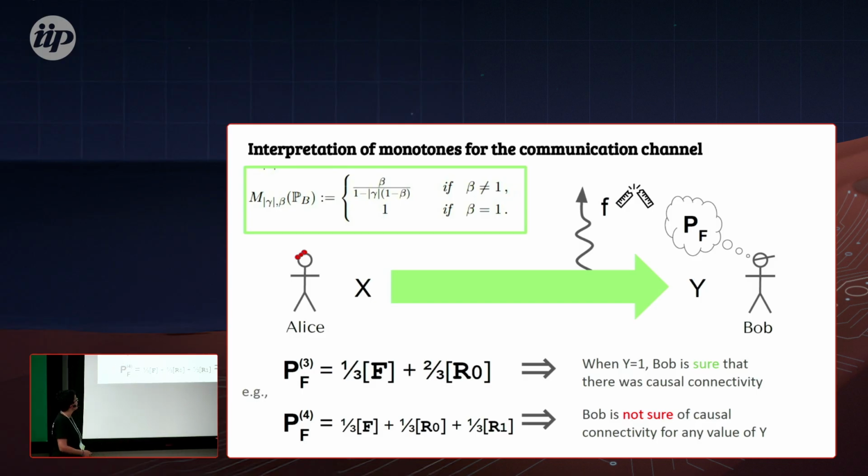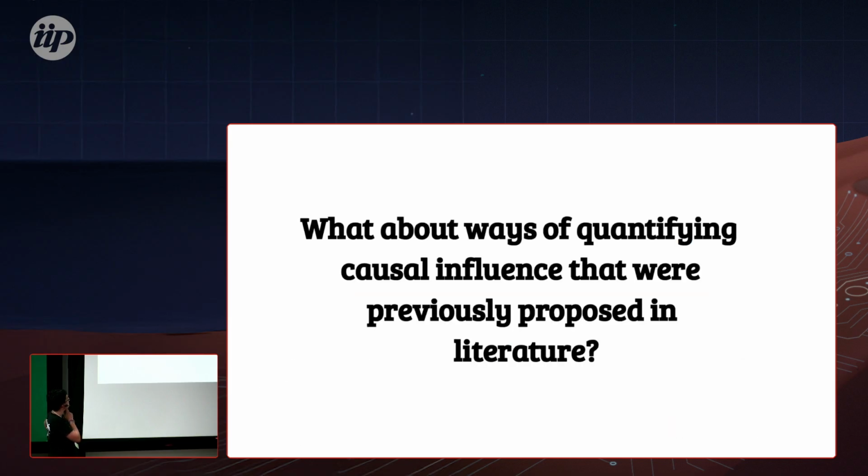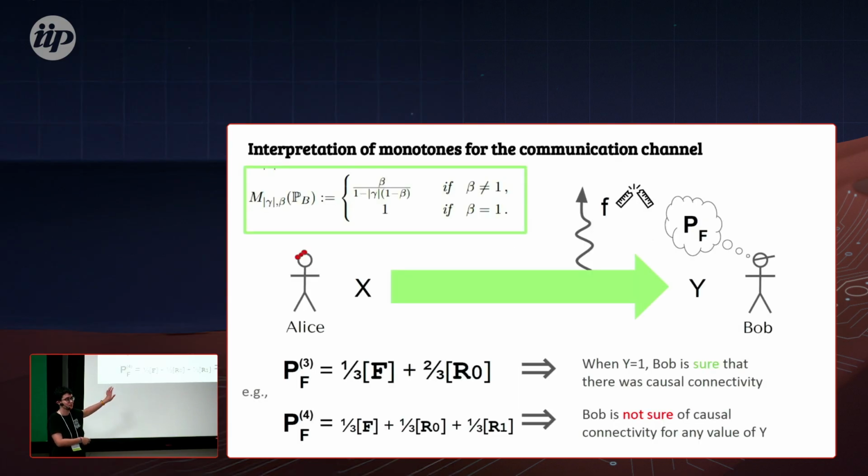Okay, cool. Now the last thing I want to say is, what about other ways of quantifying causal influence that were previously there in the literature? And in particular, I want to talk about the average causal effect. So actually, maybe this is a change of topic. So before that, is there any question up to here? Okay.